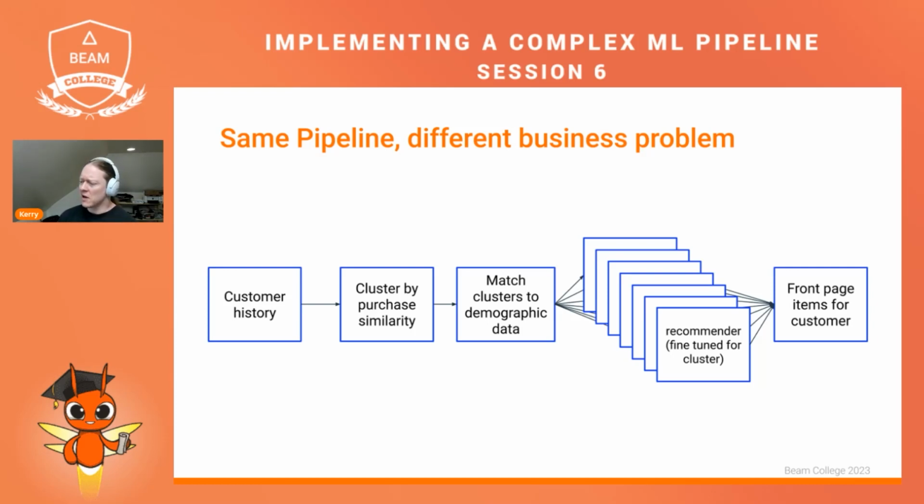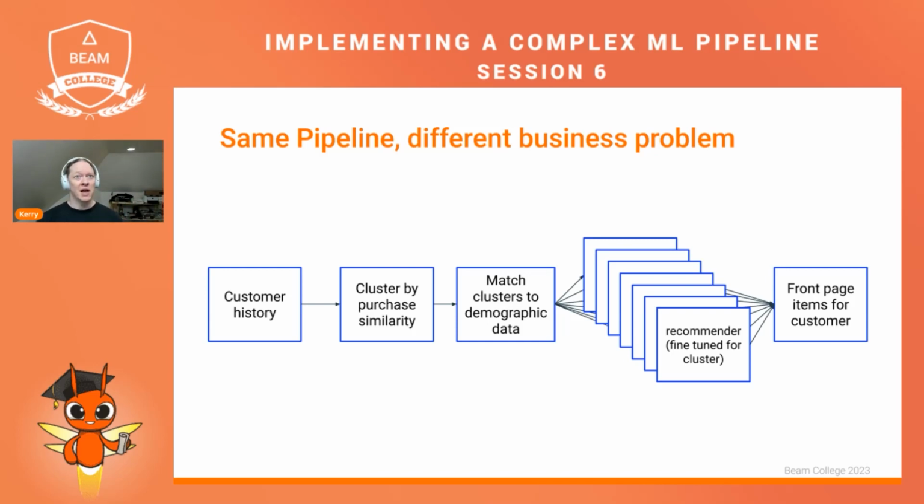So let's consider an e-commerce situation where when a customer visits your site, you can pull their history, their browsing history or their purchase history from your database. So you have some object with customer history in there. And then let's say you feed that to a model that's going to cluster that customer based on that history data with other similar customers.